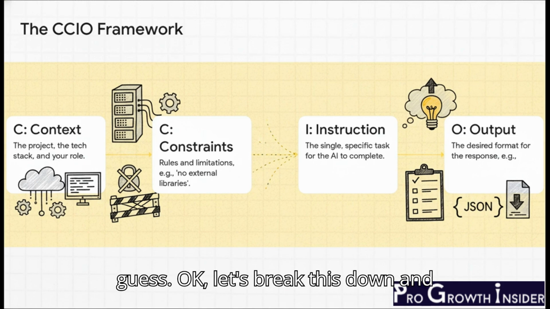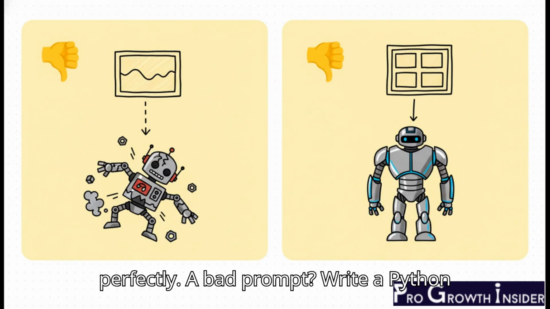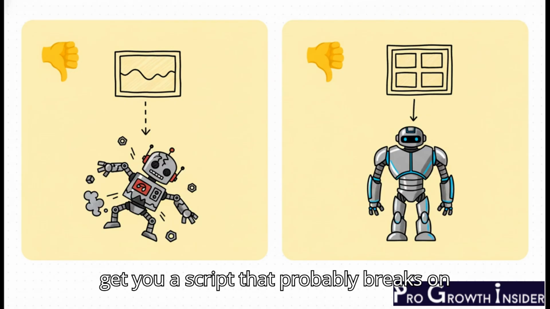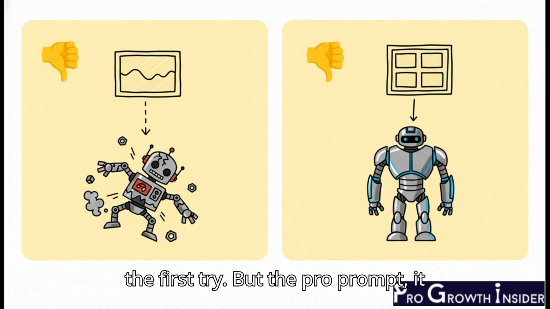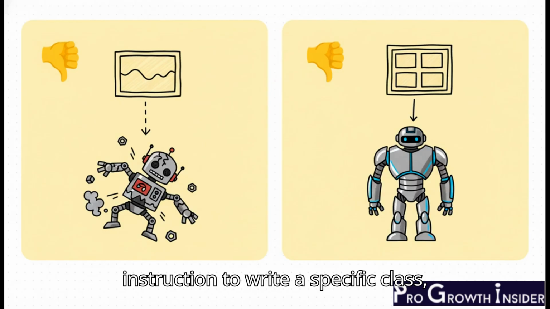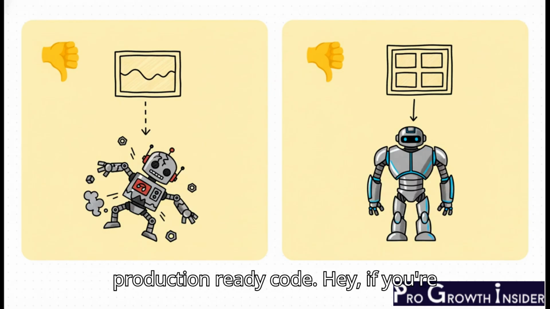Okay, let's break this down. And this illustrates the difference perfectly. A bad prompt, write a Python script to scrape a website, is going to get you a script that probably breaks on the first try. But the pro prompt gives context, it sets constraints like using Playwright, gives a clear instruction to write a specific class, and defines the output. That gets you production-ready code.